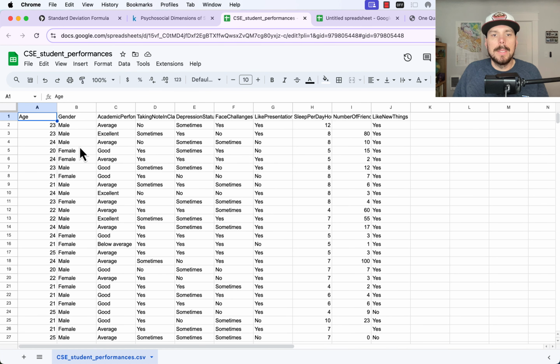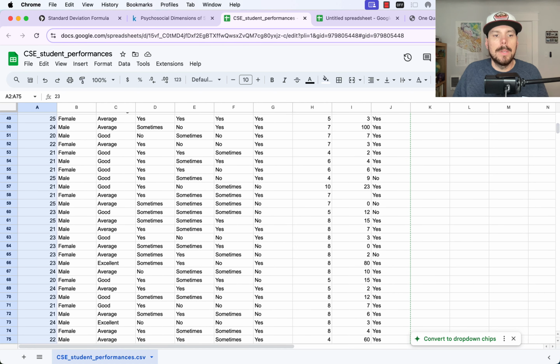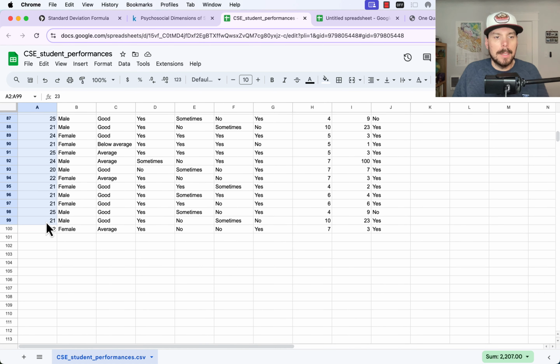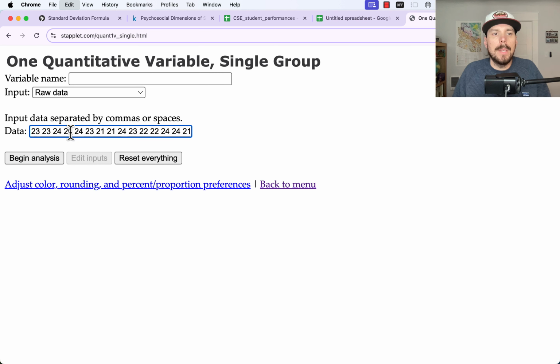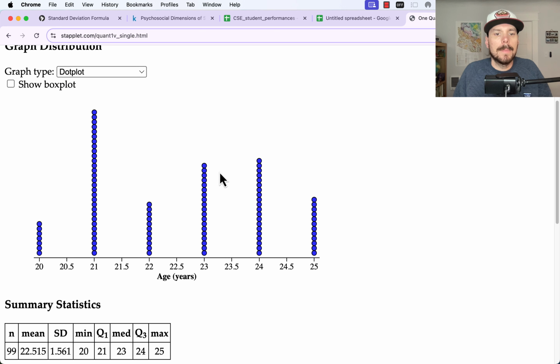For example, this is a sample. So if I wanted to find maybe just the average age as an initial look into this data set, I can do that like I've done on other problems, pasting those in. I'll just put age here. Just a brief look at this data set.